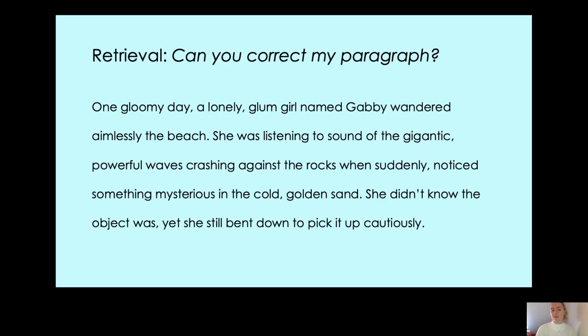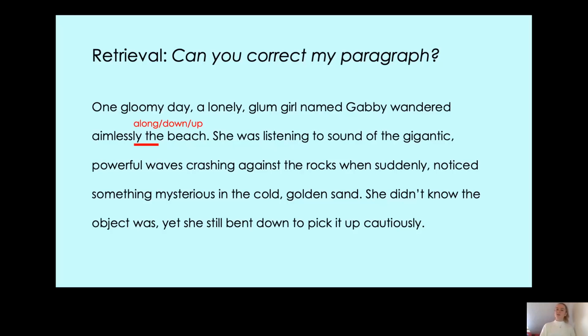Let's read the first sentence together. One gloomy day, a lonely, glum girl named Gabby wandered aimlessly the beach. Wandered aimlessly the beach. Does that make sense? We're missing a word here, aren't we? What would our word be? Well, we're missing an adverb of place here, aren't we? We need a word like along or down or up or even on to add to that sentence. Wandered aimlessly along the beach. Wandered aimlessly down the beach. Wandered aimlessly up the beach. There you go. Our sentence sounds better now, doesn't it?